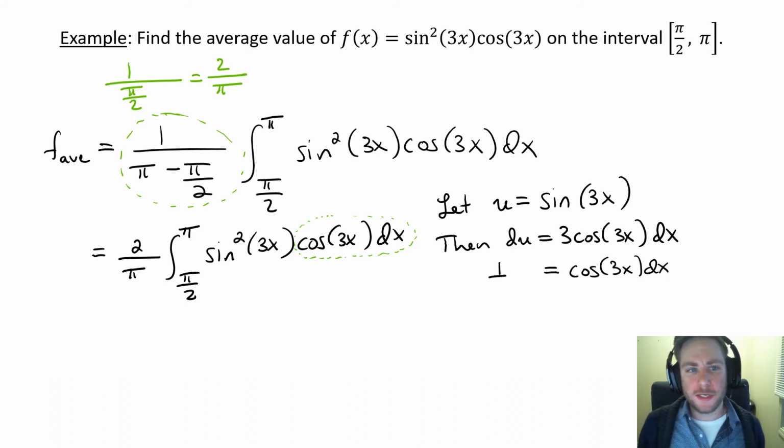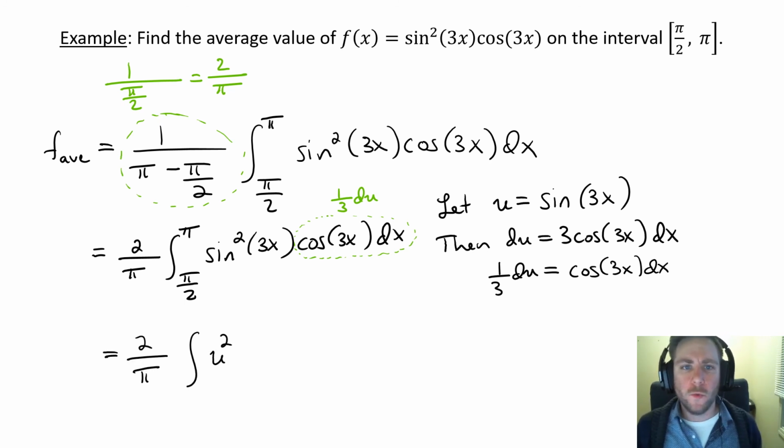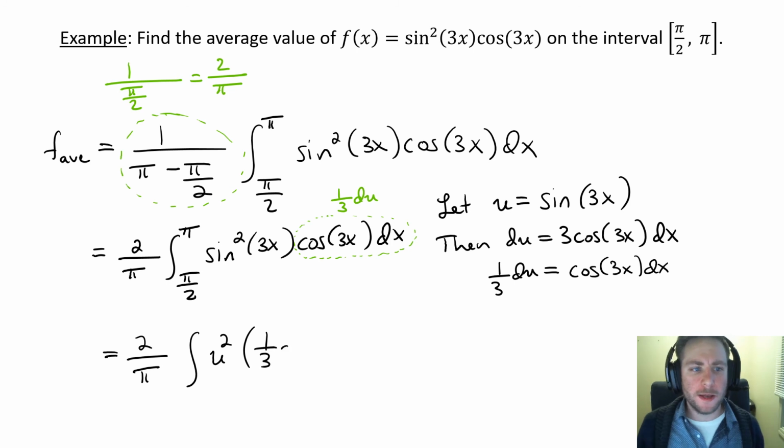By dividing both sides by 3, we can see that it's really equal to 1/3 du. In other words, this whole thing can be replaced by 1/3 du, since that's what this expression is equal to after all. Now let's put all this together. We know that sine squared of 3x is really just another name for u squared. And cos of 3x dx is another name for 1/3 du.